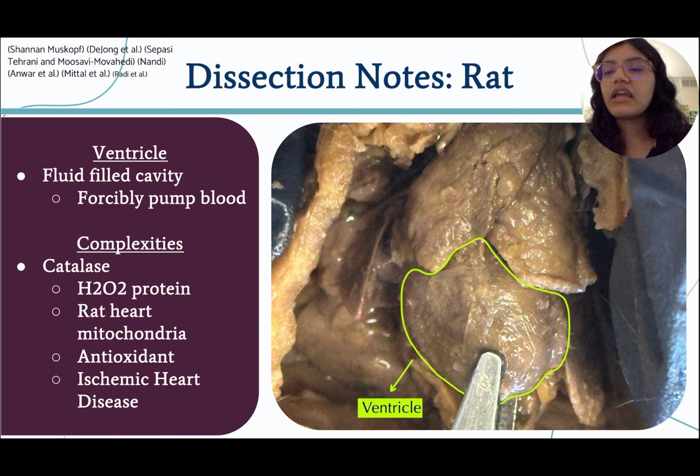And you can find catalase, the hydrogen peroxide breaking down protein, in rat heart mitochondria as well as the rat's lungs. And it has an antioxidant effect because it helps prevent damage from H2O2 accumulation. And without the function of catalase in rats, it can lead to ischemic heart disease, which is when there's reduced blood flow to the heart's muscle in the rat.